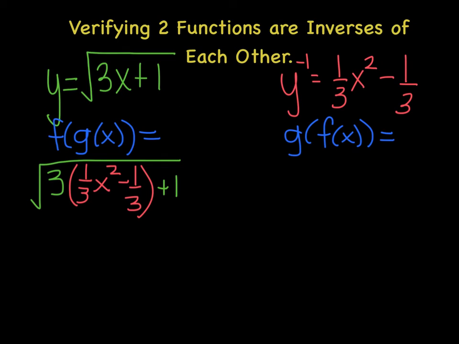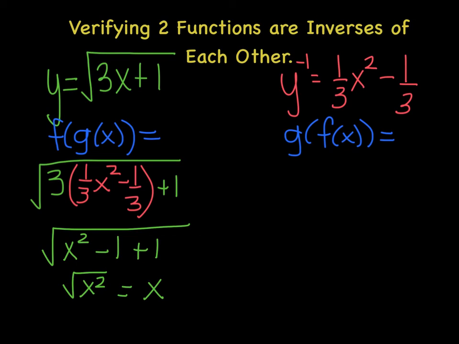And I'm going to simplify this. So I'm going to distribute the 3. 3 times 1/3 x squared gives me x squared. 3 times negative 1/3 gives me negative 1. And then I have plus 1. This simplifies as the square root of x squared, and the square root of x squared is x.